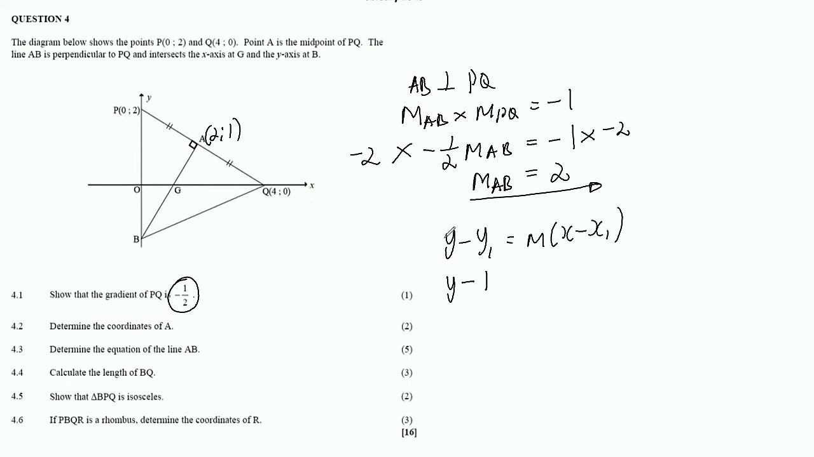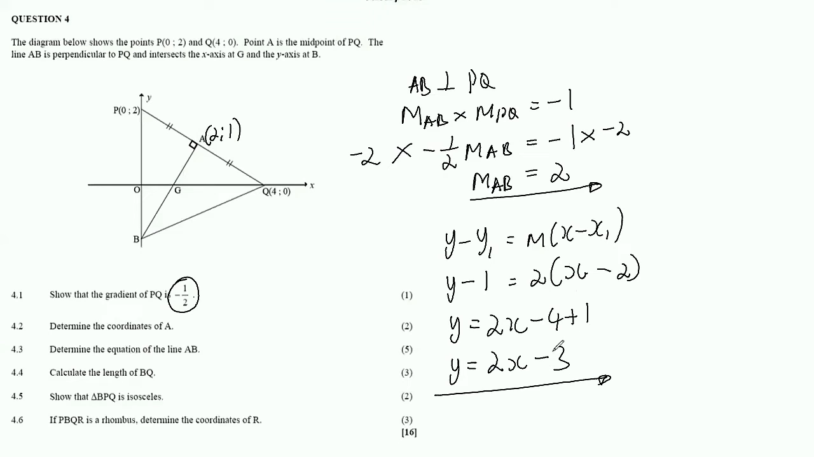So we are using the coordinates of A. Then our gradient is 2, and then we have x minus our x coordinate, which is 2 there. So y equals 2 times x, that's 2x, 2 times -2, that's -4. Then we transpose the -1, it becomes +1. So our equation is y equals 2x minus 3, right?